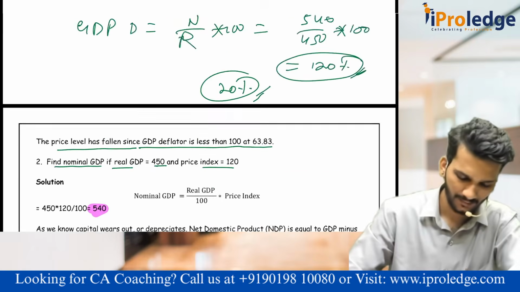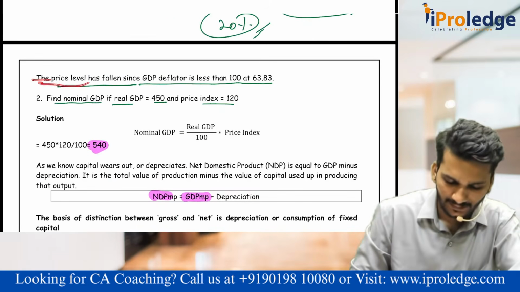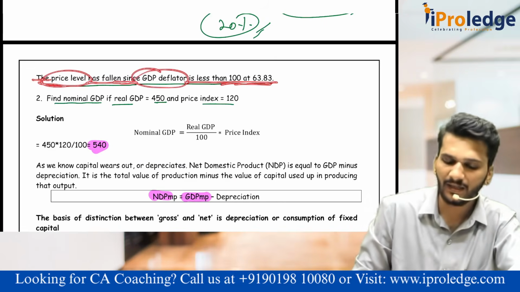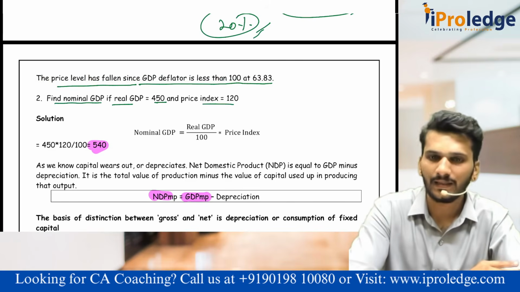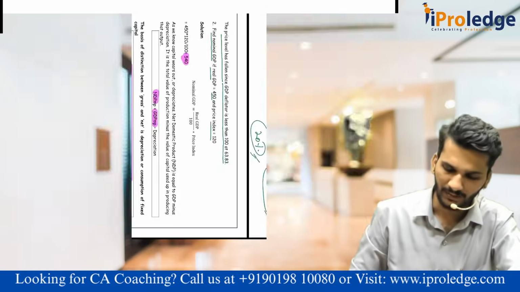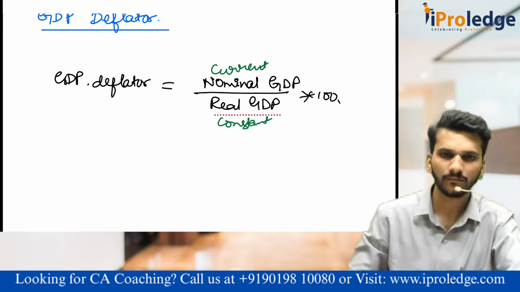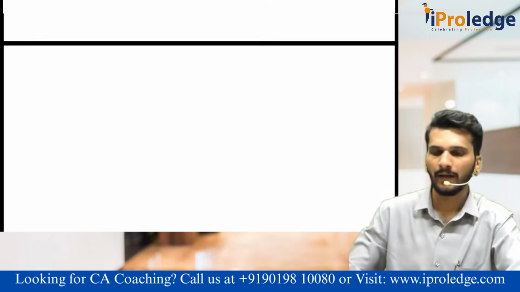The comment is that the price level has fallen since the GDP deflator is less than 100. That is at 63.83 percentage. That means 36 point some percentage it has fallen. 36.17 percentage it fell down. Is that okay? So this is the concept of GDP deflator.